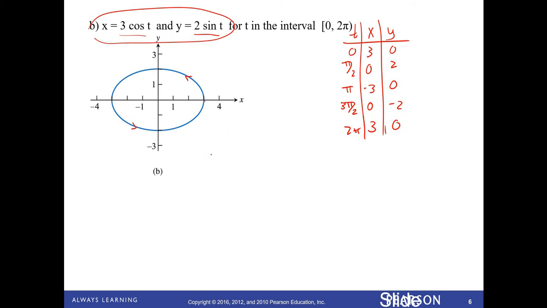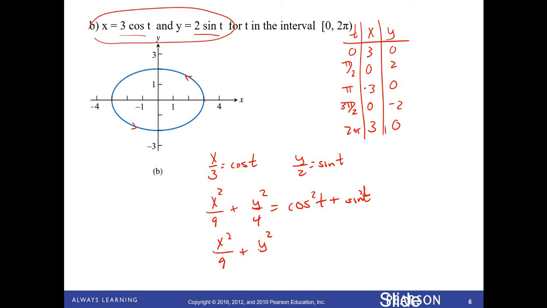Well, the first thing I'm going to do is divide by 3 and divide by 2. Now when I square both sides, x squared over 9, adding it to my y squared over 4 equals my cos squared t plus sine squared t. So now I have an equation of an ellipse centered at (0, 0), whose x-axis is 3 units from the center out and y is 2 units. So that works nicely for an ellipse equation.